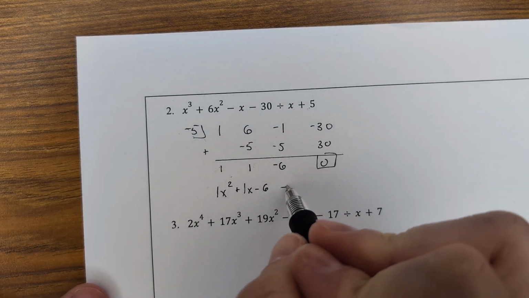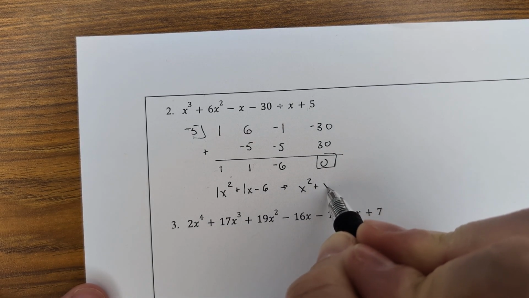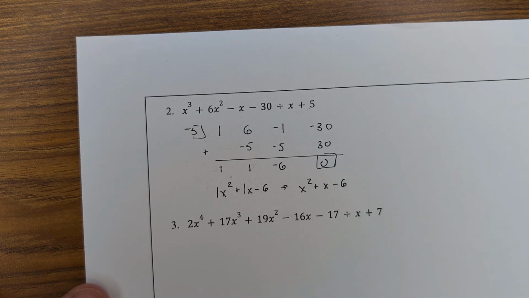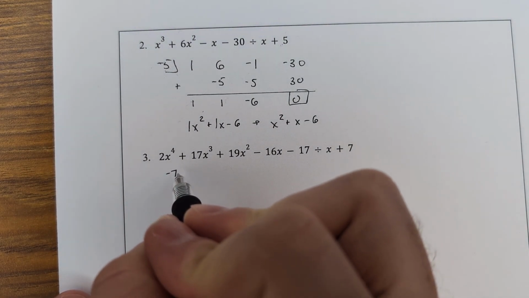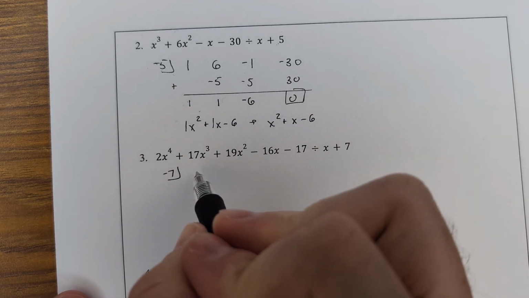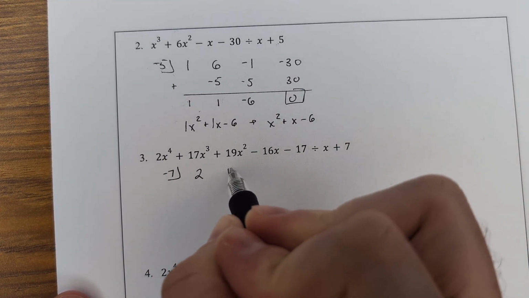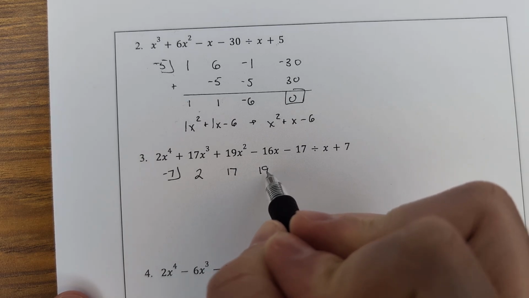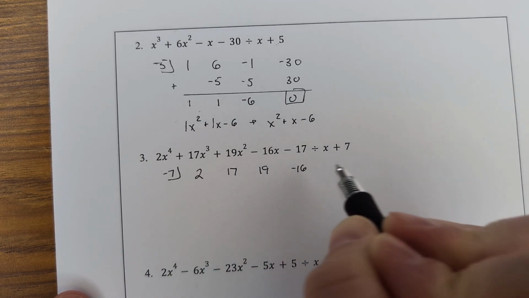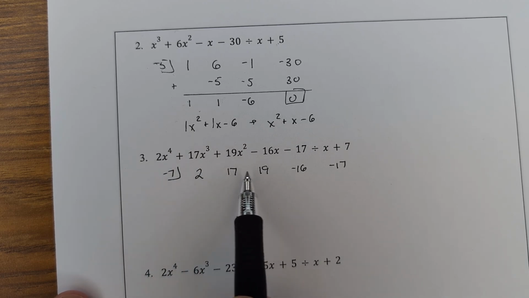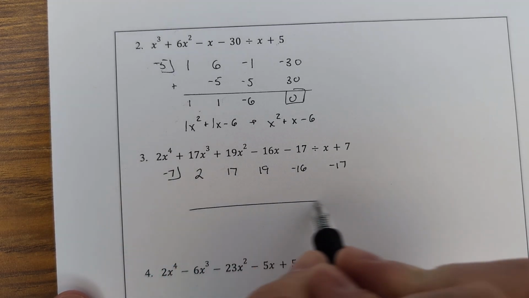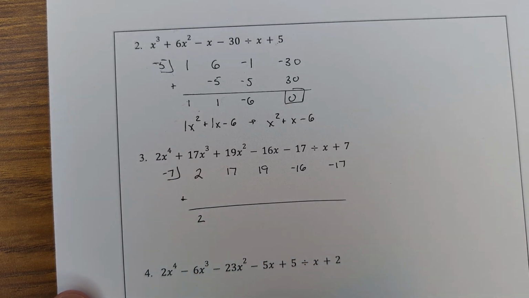Now, in the case of one coefficients, you don't have to show them, so x squared plus x minus 6 would also be fine. All right, so for number 3, the number in the box is going to be -7. Coefficients 2x to the fourth, 17x cubed, 19x squared, -16x, -17. So x to the fourth means I should have 1, 2, 3, 4, 5 terms. Leave yourself some room, drop the first coefficient.